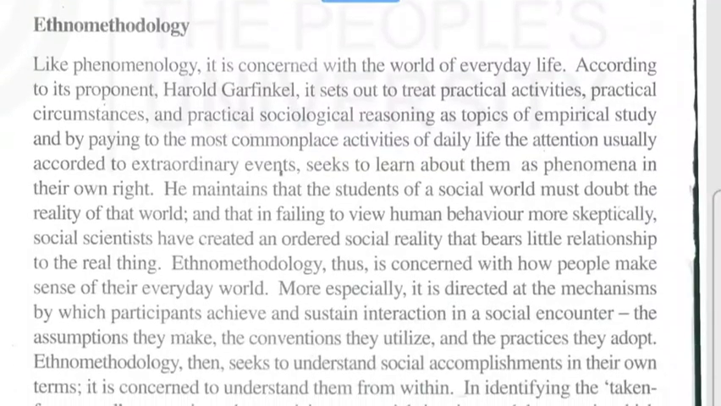Ethnomethodology. Like phenomenology, it is concerned with the world of everyday life. According to its proponent, Harold Garfinkel, it sets out to treat practical activities, practical circumstances, and practical sociological reasoning as topics of empirical study, and by paying the most commonplace activities of daily life the attention usually accorded to extraordinary events, seeks to learn about them as phenomena in their own right.